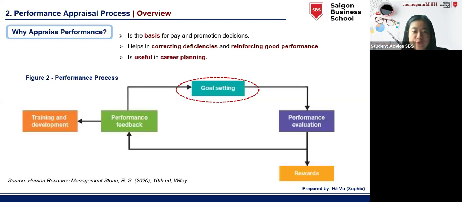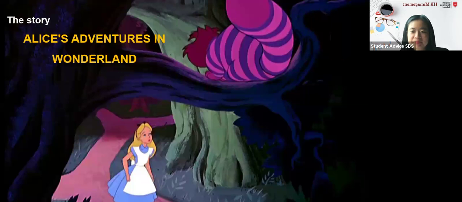So now we come to the first step of this process, goal setting. So has anyone ever read or watched the story Alice's Adventures in Wonderland? If you have read the story or watched the movie, you probably haven't forgotten a segment where Alice talked to the Cheshire Cat. So let me briefly retell it as follows.